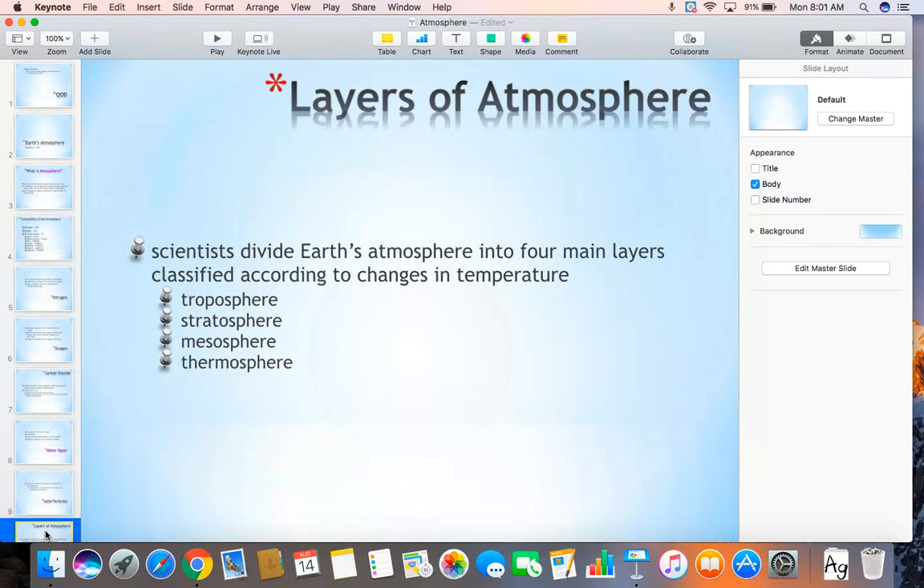So, the layers of the atmosphere. It's divided into 4 main layers, and then the last layer is divided into 2 layers. So: troposphere, stratosphere, mesosphere, thermosphere.